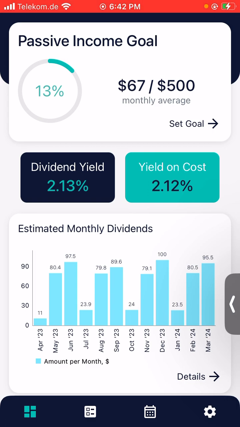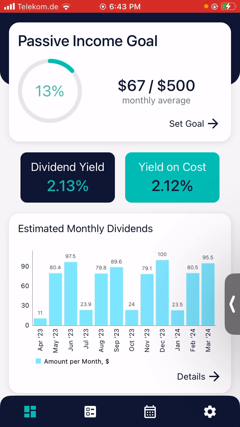The first thing that you see on top of the screen is the passive income goal. And as you can see today, I have reached about $67 per month of income, which is about 13% of the goal that I have set for myself for the next couple of years, which is to have $500 every month of passive income doing nothing, just investing in dividend growth stocks.